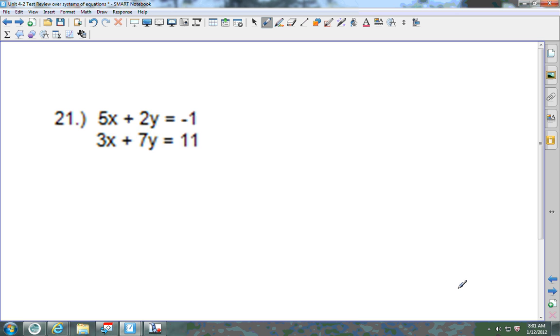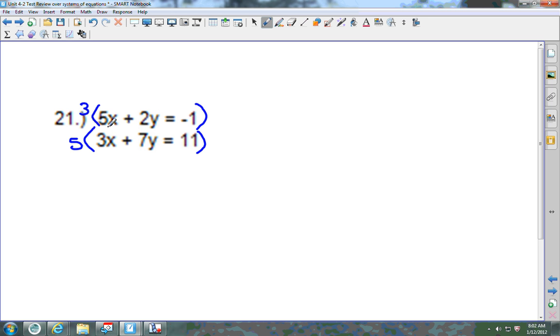Number 21. Is there any letter that automatically cancels out? No. When I'm looking at it, is there a whole number that I can take times 3 to get to 5? No. What about 2 to get to 7? Nope. In this case, none of these work out to multiply just one of them by. So I need to change both of the equations. Let's first just look at the 5 right here. You know that 5 times 3 is 15. So let's change these x's to 15. I'm going to multiply the top equation by 3, the bottom equation by 5.